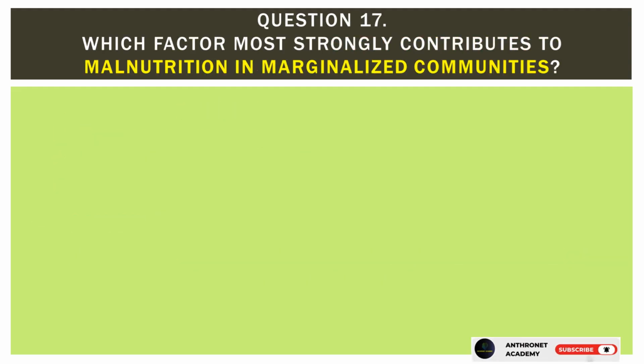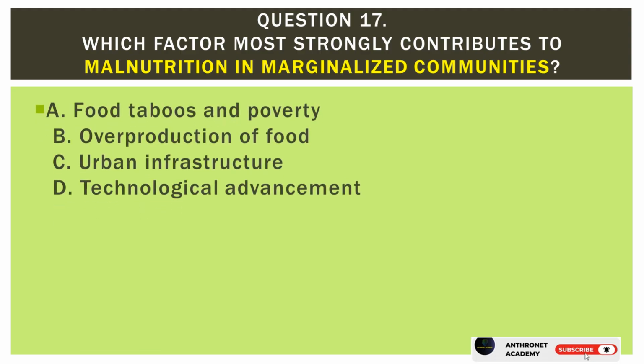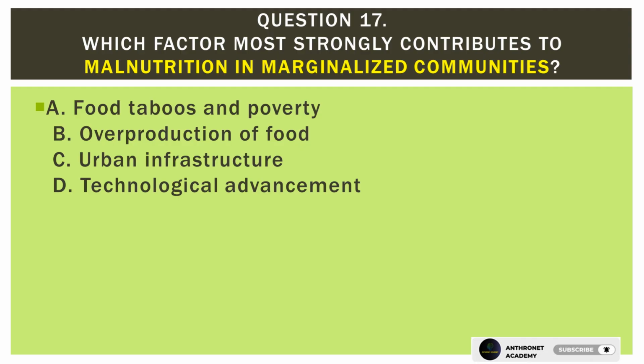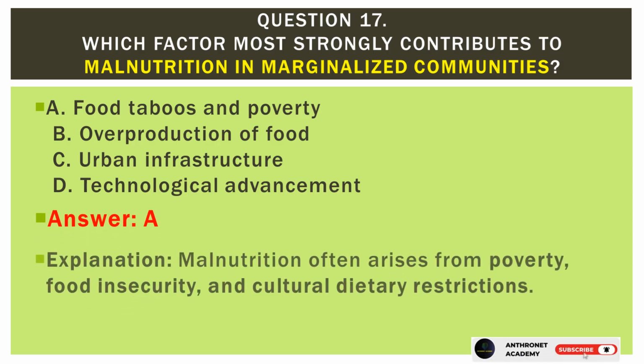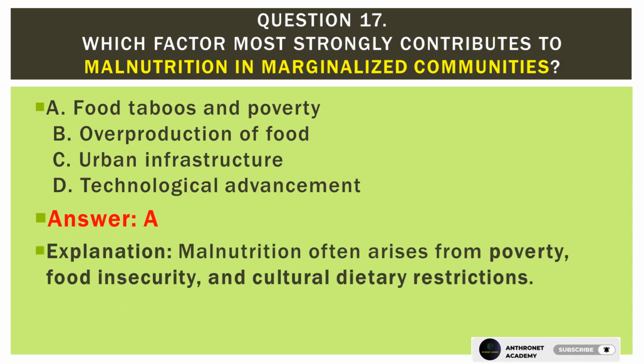Question 17. Which factor most strongly contributes to malnutrition in marginalized communities? A. Food taboos and poverty. B. Overproduction of food. C. Urban infrastructure. D. Technological advancement. Answer: A. Explanation: malnutrition often arises from poverty, food insecurity, and cultural dietary restrictions.